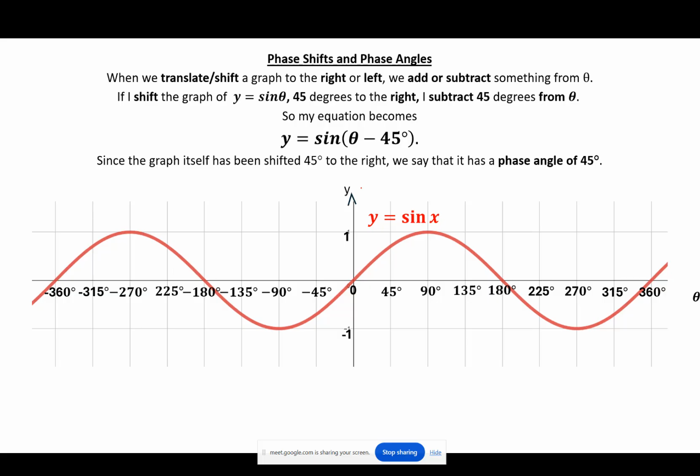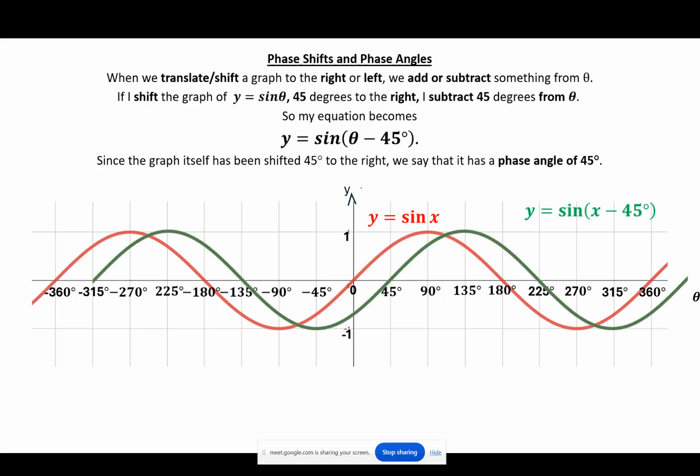So if I did that, if I subtract 45 from theta, I scoot the graph over 45 degrees to the right. So it looks exactly the same, except that now, instead of going through 0 here, it goes through 45 degrees. So I shifted it 45 degrees to the right by subtracting 45 from my theta or my x, my independent variable.